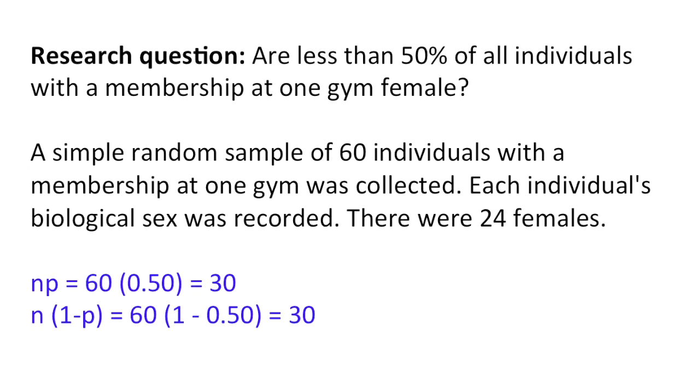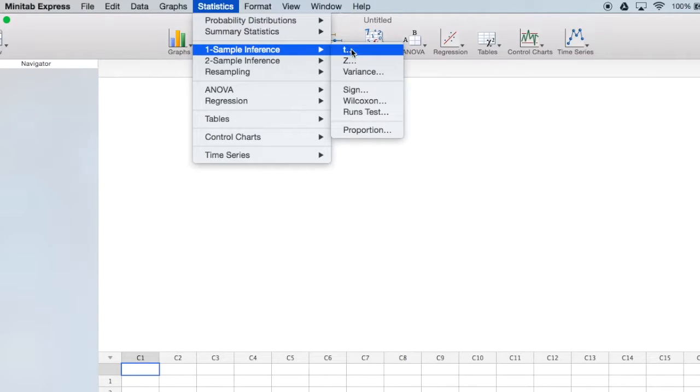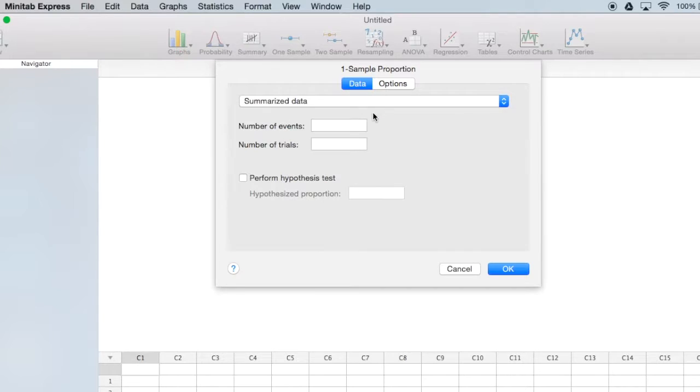Let's go to Minitab Express. Here, I'm going to conduct a one-sample proportion test. I have summarized data. The number of events is the number of successes. In this case, the number of females, which was 24. The number of trials is the total sample size. Here, n equals 60. We're going to conduct a hypothesis test against the alternative hypothesis that the population proportion is less than 0.50.